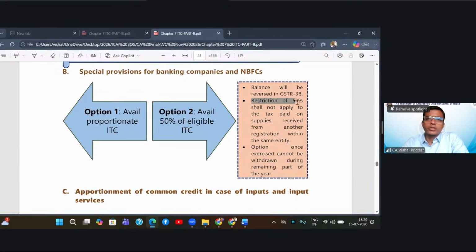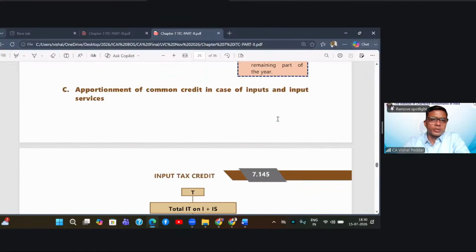Secondly, this restriction of 50%, as I said, is applicable for your outside party supplies, that is where you are procuring something from outside. However, where you are procuring something from your own other branch, a bank may have multiple branches, when the bank is procuring something from its own branch, those inward supplies from the same entity will be eligible for full credit. The 50% restriction need not be applied.